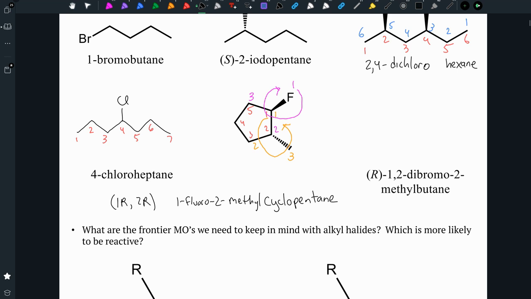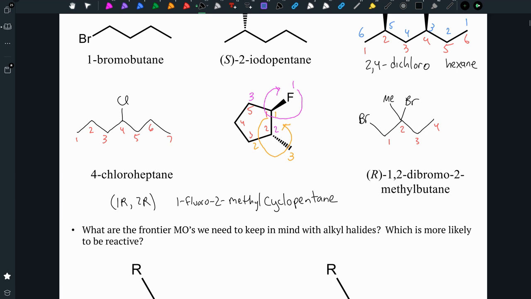And then this last one, okay, I have a butane, so I'm going to draw a 4-membered chain. 1, 2, 3, 4. It's 1,2-dibromo. So on carbon 1, I'll have a bromine. On carbon 2, I'll have a bromine. And then 2-methyl. So on carbon 2, I'll have a methyl group.